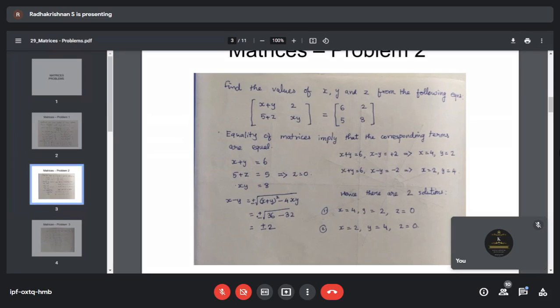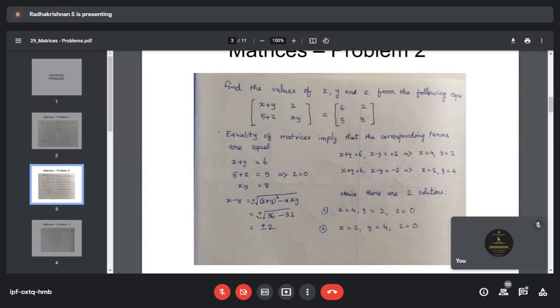x minus y equal to plus or minus square root of (x plus y) the whole square minus 4xy. So this we know from identities. So I determined that x minus y can be plus or minus 2. If x plus y equal to 6 and x minus y equal to plus 2, you get x equal to 4 and y equal to 2. If x plus y equal to 6 and x minus y is minus 2, you get x equal to 2 and y equal to 4.